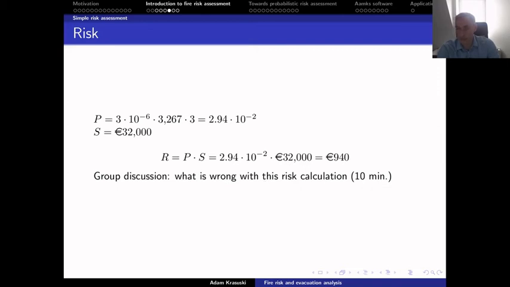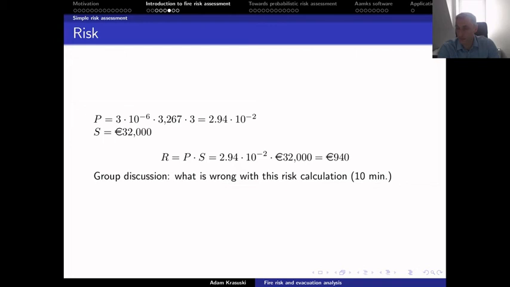And the severity or the consequences of such fire is 32,000 euro. So when we calculate this value, so we multiply probability times the consequences, we achieve 940 euro. So this is the risk of such building.